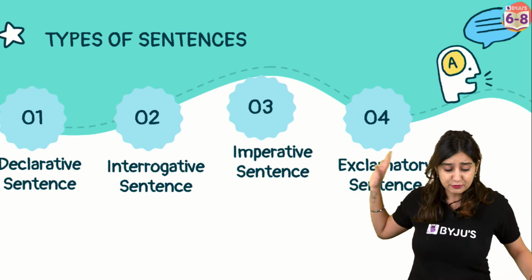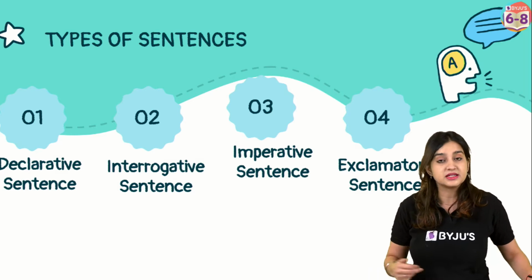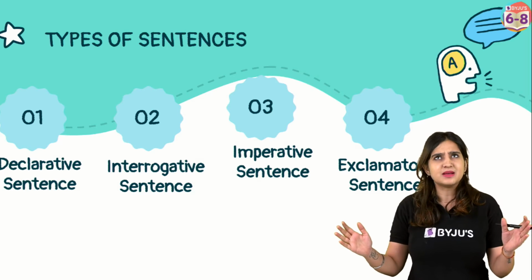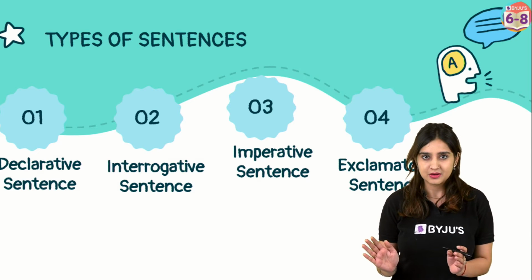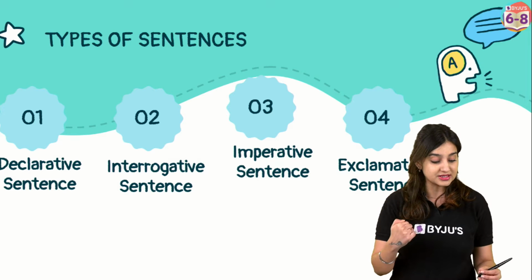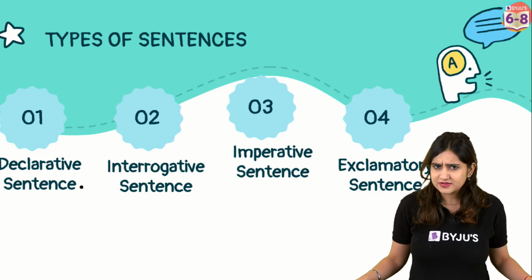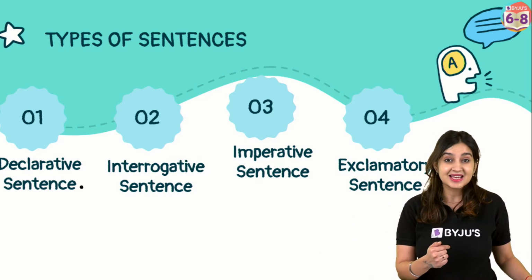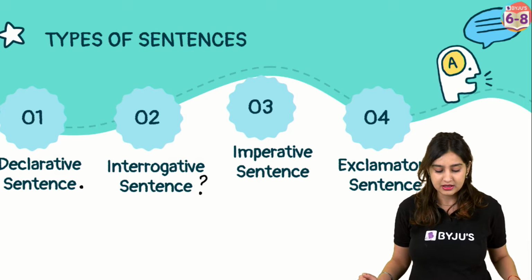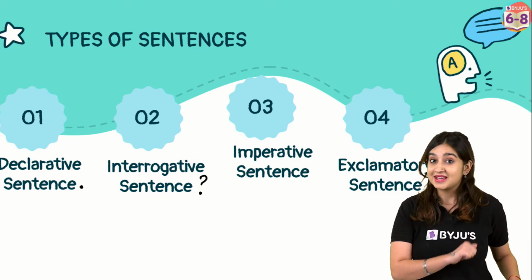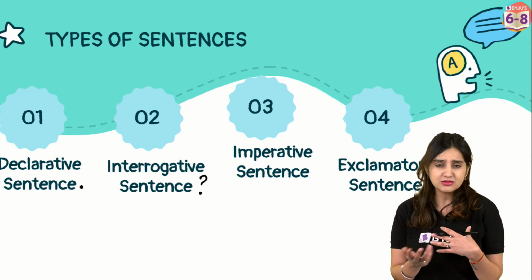Now, these are your four types of sentences. You have declarative sentence, interrogative sentence, imperative sentence, and exclamatory sentence. Okay, so let me say this again. Declarative sentence. The way I said it, you understand that these are normal sentences that end with a full stop. Interrogative sentence. The way I said this helps you understand that these are questions and end in a question mark.